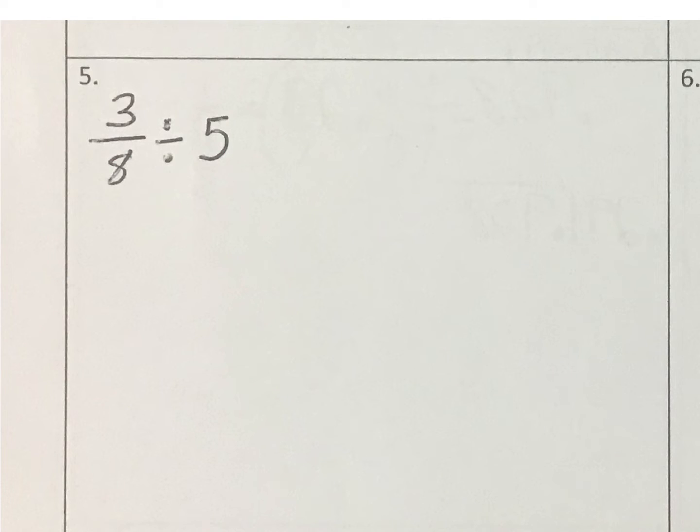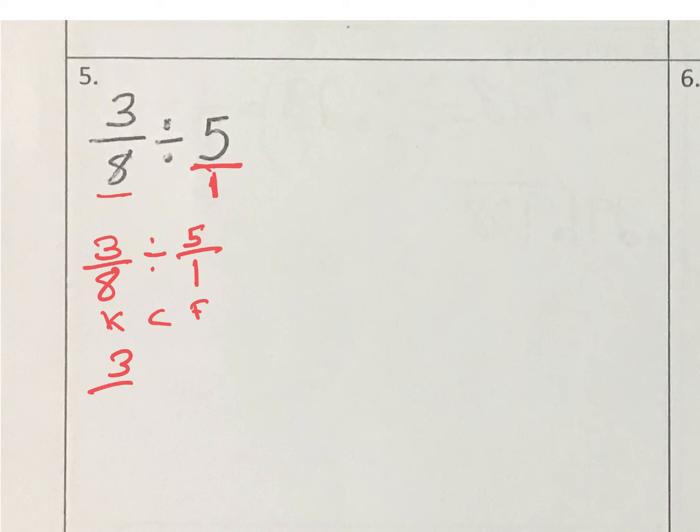Number 5 is another division one. So I have a fraction here, but I don't have a fraction here. I'm going to change the 5 into a fraction, and the way I do that is I just put a 1 under it. Okay? So now I have 3/8 divided by 5/1. Now I have 2 fractions, so then I do my keep, change, flip.